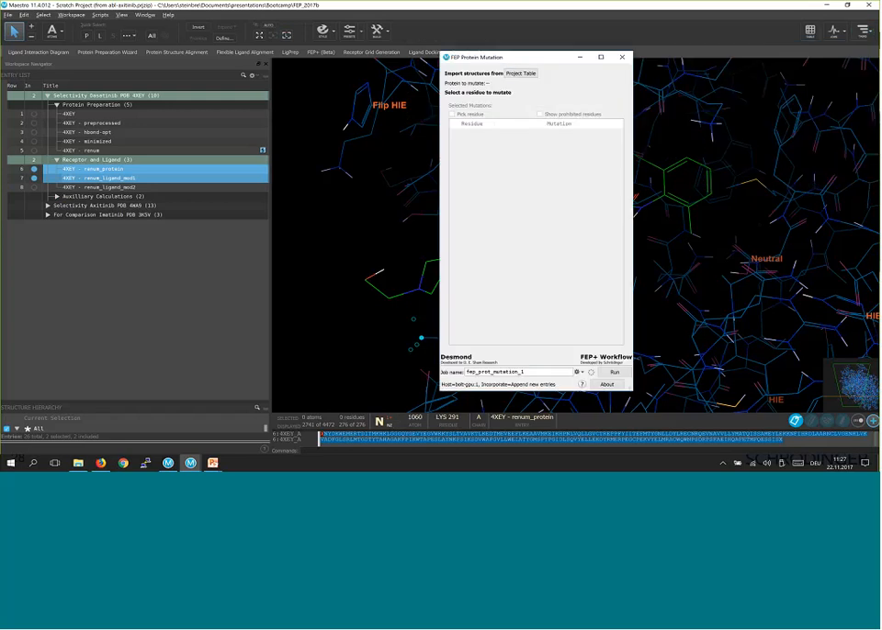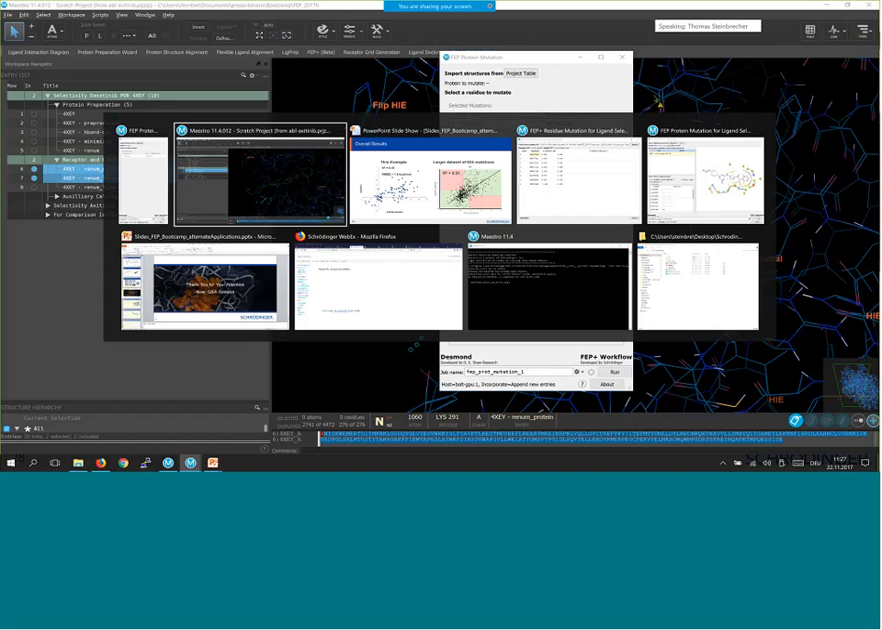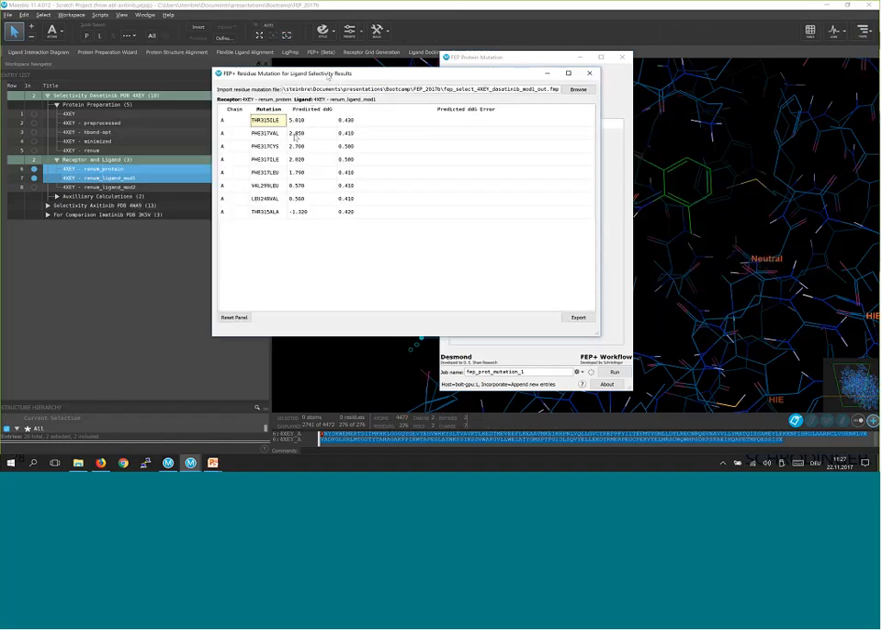For protein FEP, you would import a structure from the project table and then just pick residues to mutate, run the calculation, and analyze them using the same residue mutation analysis GUI, which just gives you the delta delta G associated with every single mutation.